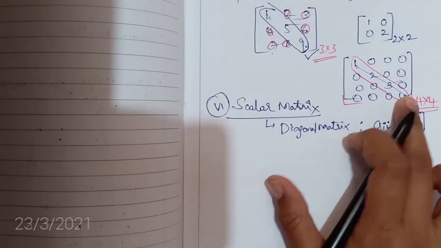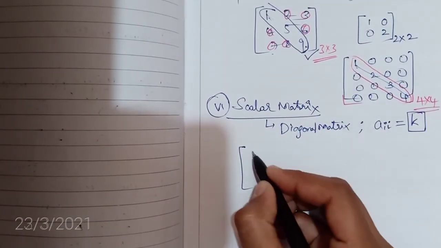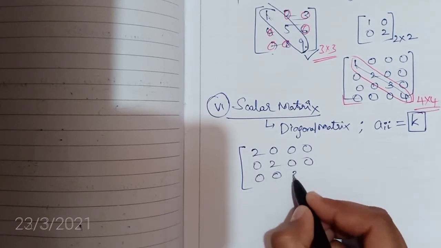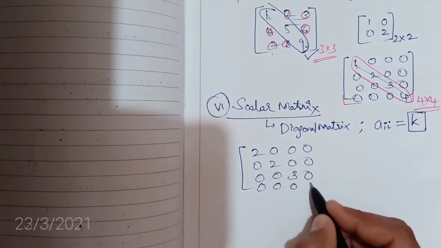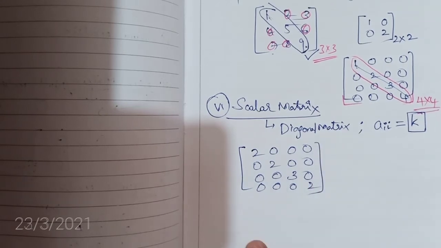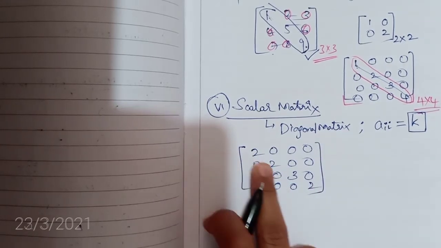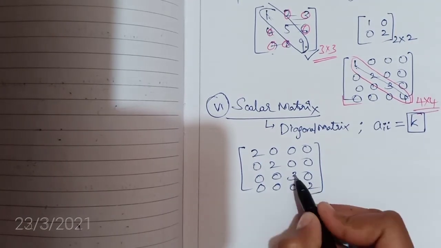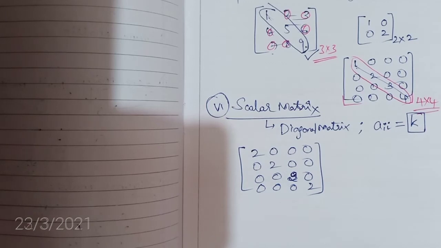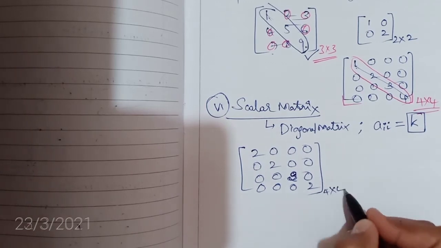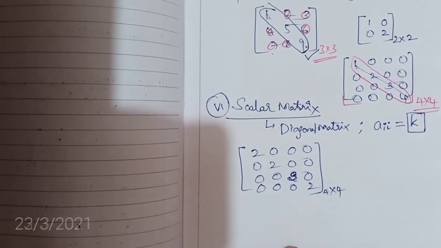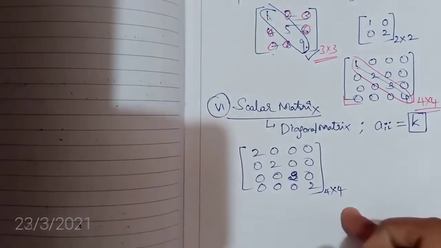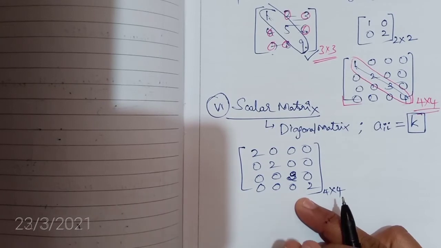Suppose I take the same example, a 4 cross 4 matrix. If I write 2 0 0 0, 0 2 0 0, 0 0 3 0, 0 0 0 2, this is not a scalar matrix, because the diagonal elements are not the same. 3 is there, which is a different value. If I take this as 2, then this becomes a scalar matrix. I hope you have got this point. A scalar matrix is a diagonal matrix in which all the diagonal elements are the same.